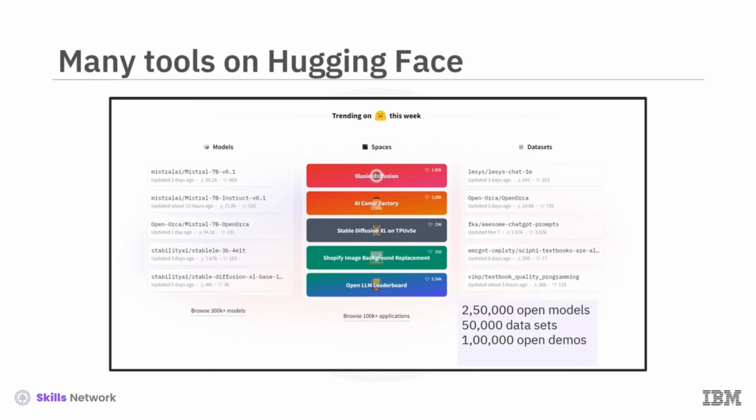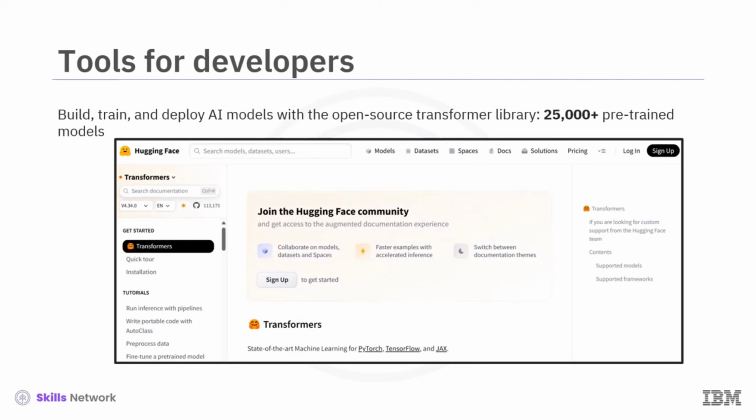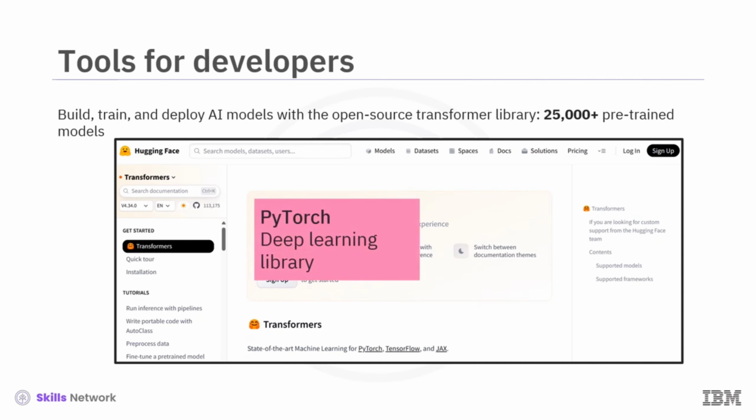Currently, the Hugging Face platform hosts over 250,000 open models, 50,000 datasets, and 1 million open demos. This list keeps growing. Scientists and developers use Hugging Face to build, train, and deploy their AI models. They have access to the platform's open-source transformer library, which has over 25,000 pre-trained models for PyTorch, TensorFlow, and Google JAX. PyTorch is a deep learning library, TensorFlow is a machine learning platform, and Google JAX is a machine learning framework.